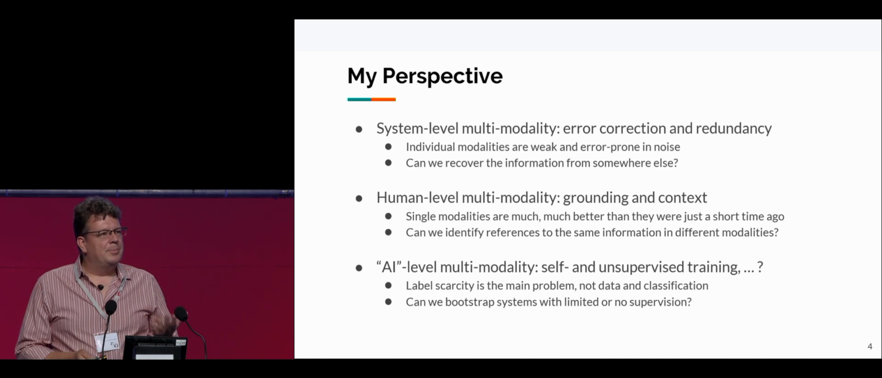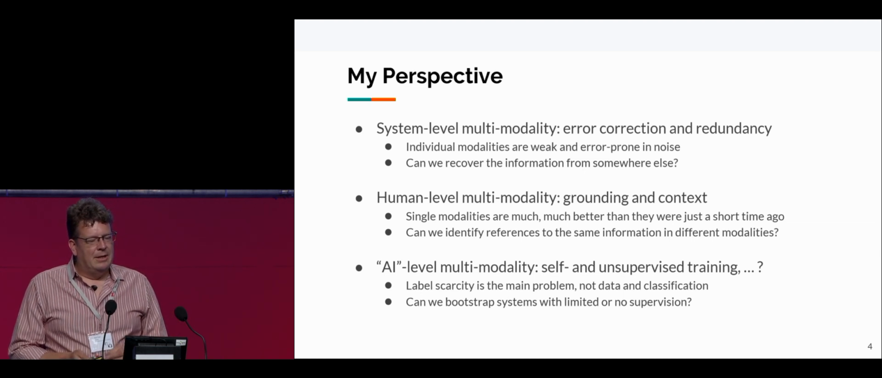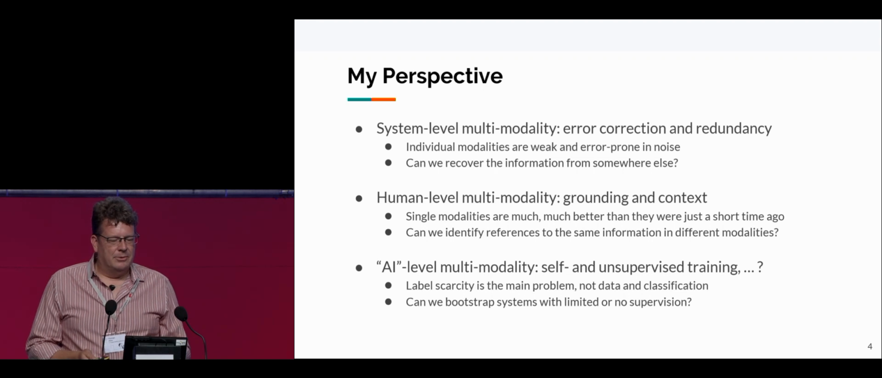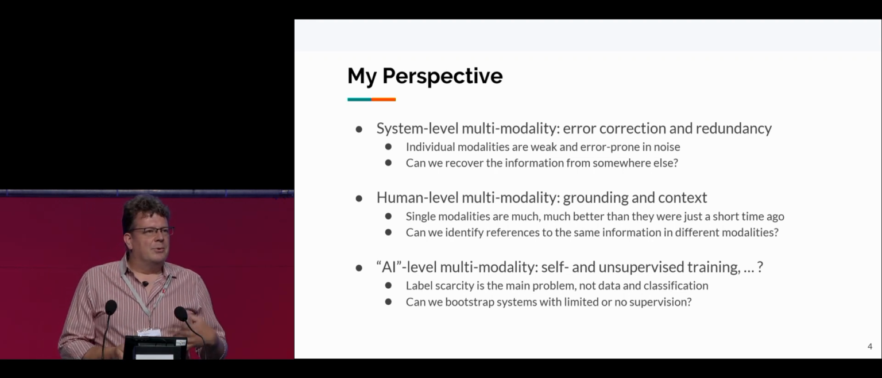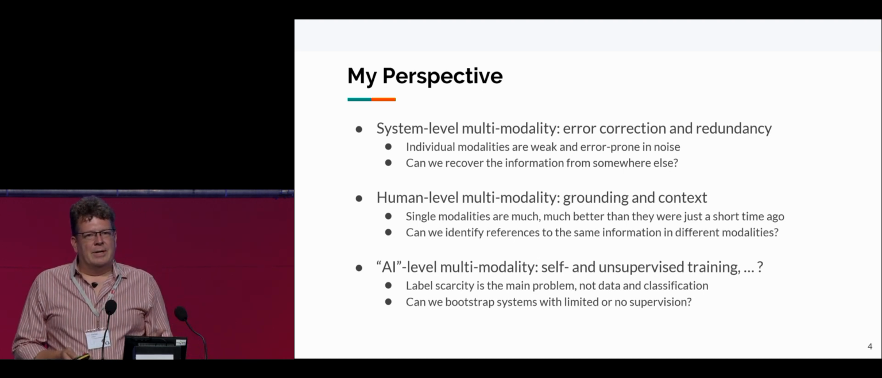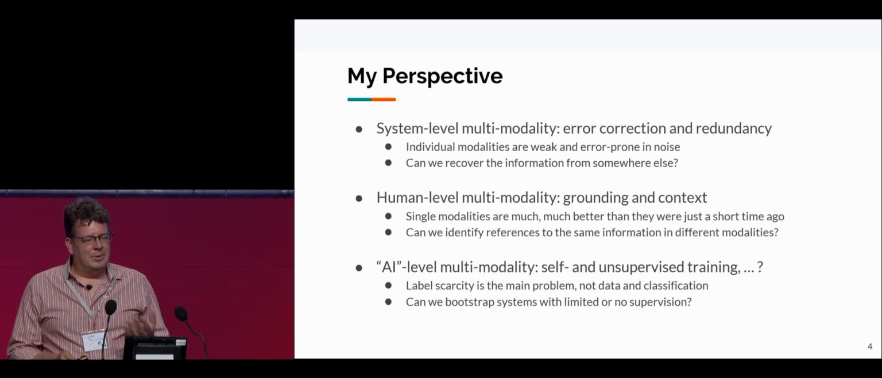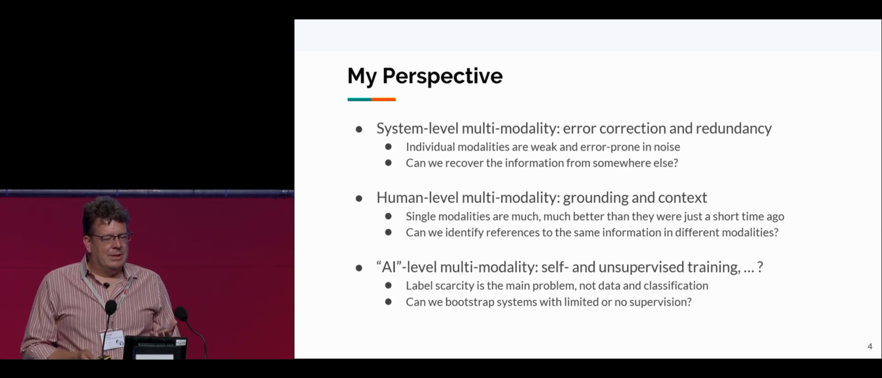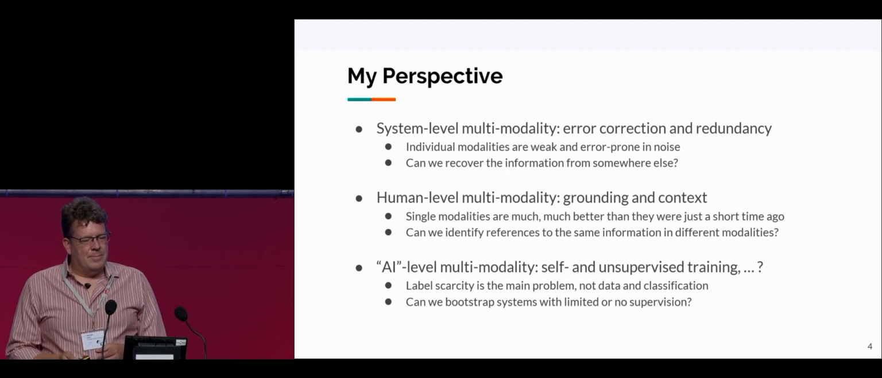Finally, the third perspective that I want to take is to ask: can we look at multimodality from an artificial intelligence perspective and exploit multimodality for self-training or unsupervised training? Because going forward, label scarcity is going to be the big problem. We have large amounts of data, but we hardly ever have good labels to do traditional supervised training on it. So what we want to do is bootstrap systems with limited or no supervision.